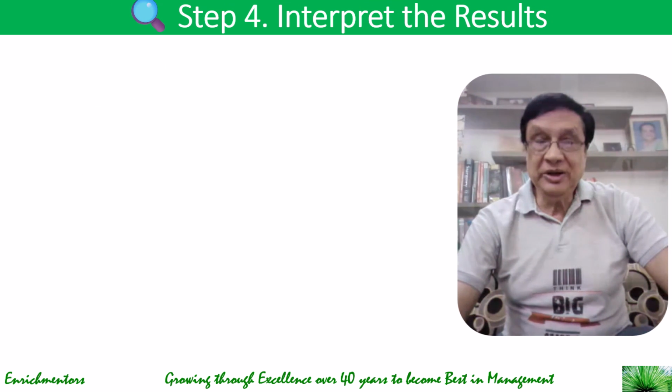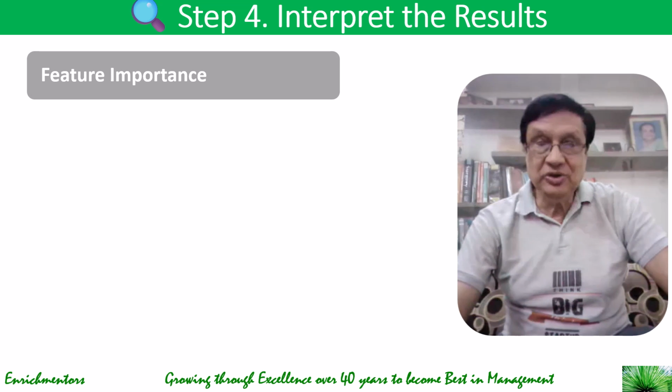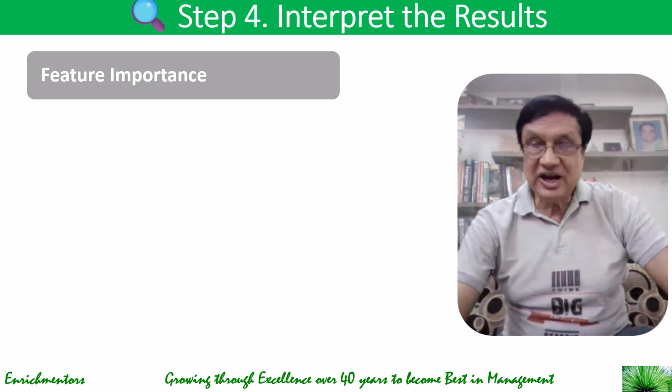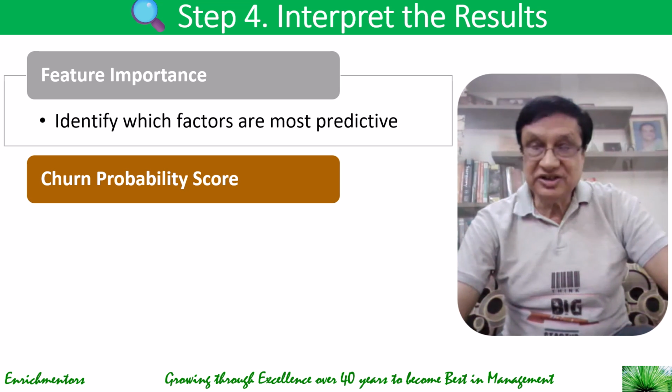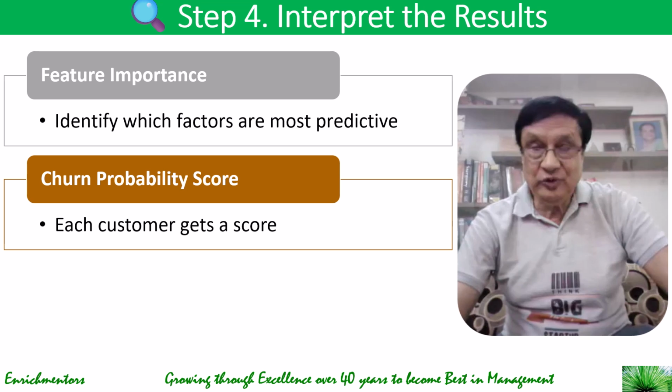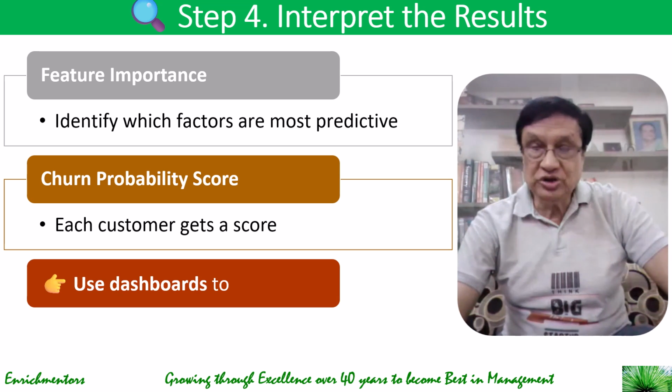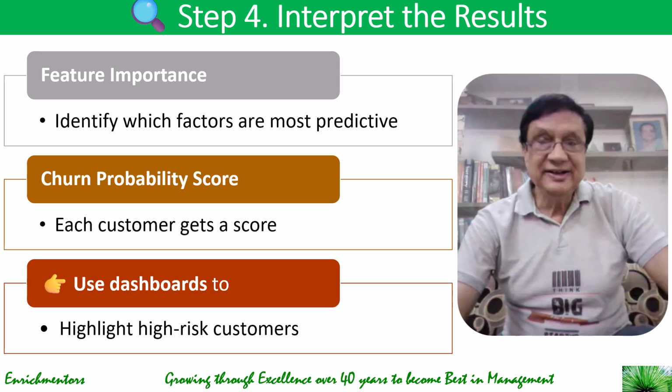Next step would be to interpret the results. The key insights could be feature importance, which identifies which factors are most predictive, like drop in usage, negative sentiment or late payment. Knowing which features are most important is another important thing to do. Churn probability score: each customer gets a score, like 0.85, meaning 85% likely to churn. And then you can use dashboards to highlight high risk customers. So that's what you can do to interpret the results.